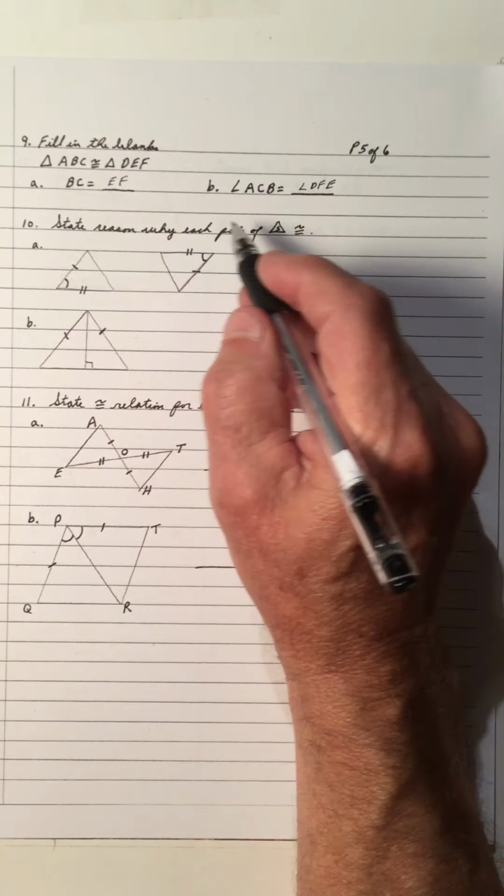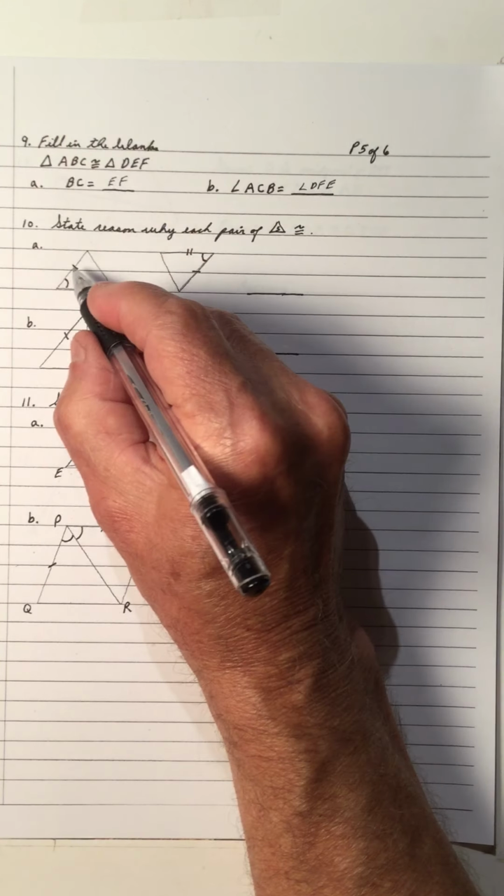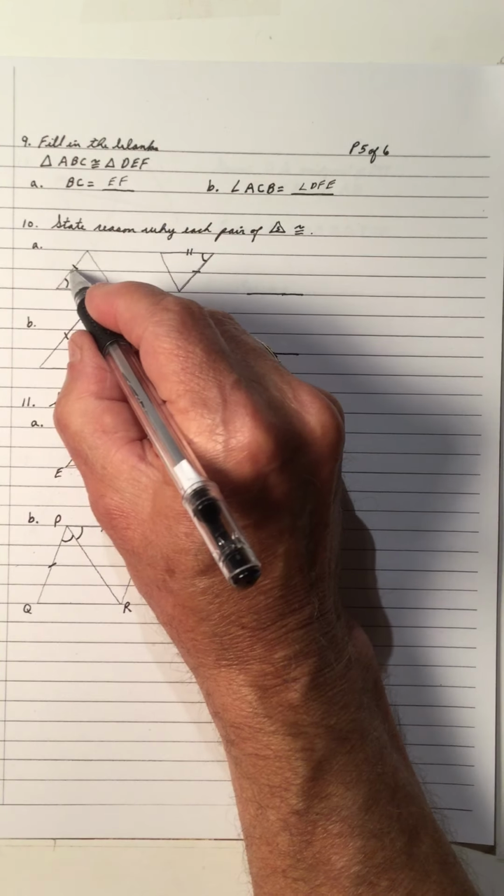Number 10, state the reason why each pair of triangles are congruent. So we have a side marked, we have an angle marked, we have a side, so this is an SAS congruency.